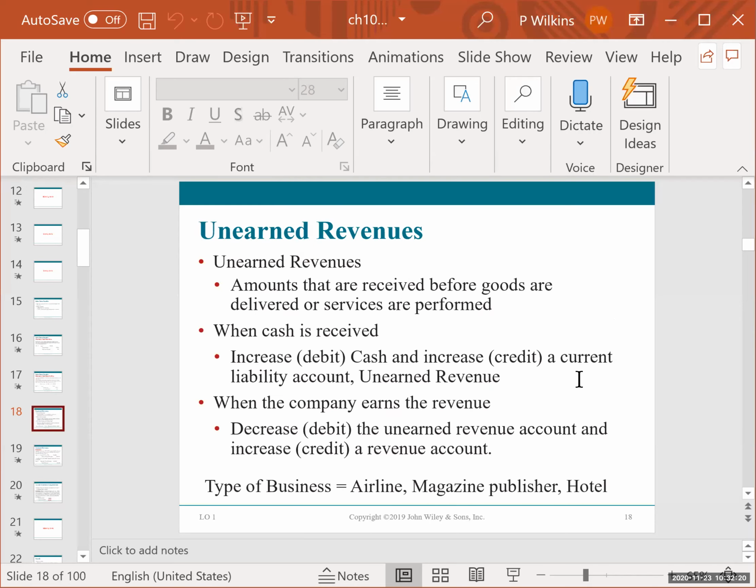Okay, so unearned revenues. Unearned revenues are amounts of money that we have received before we've given the goods to the customer or before we have provided the services.